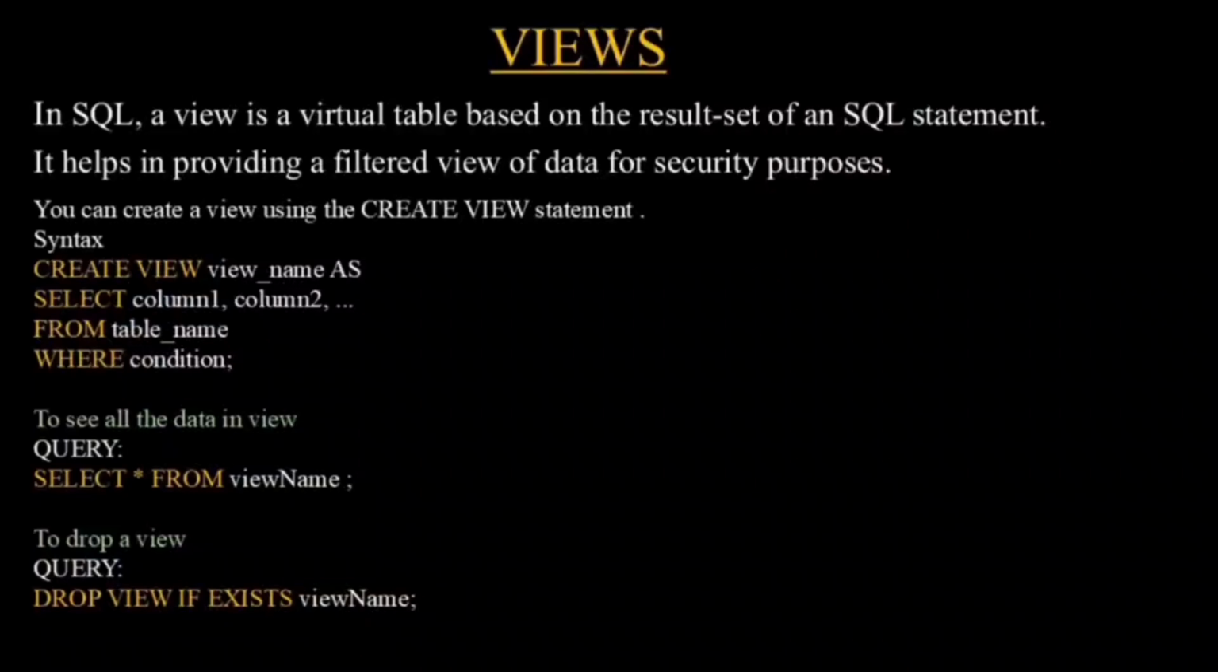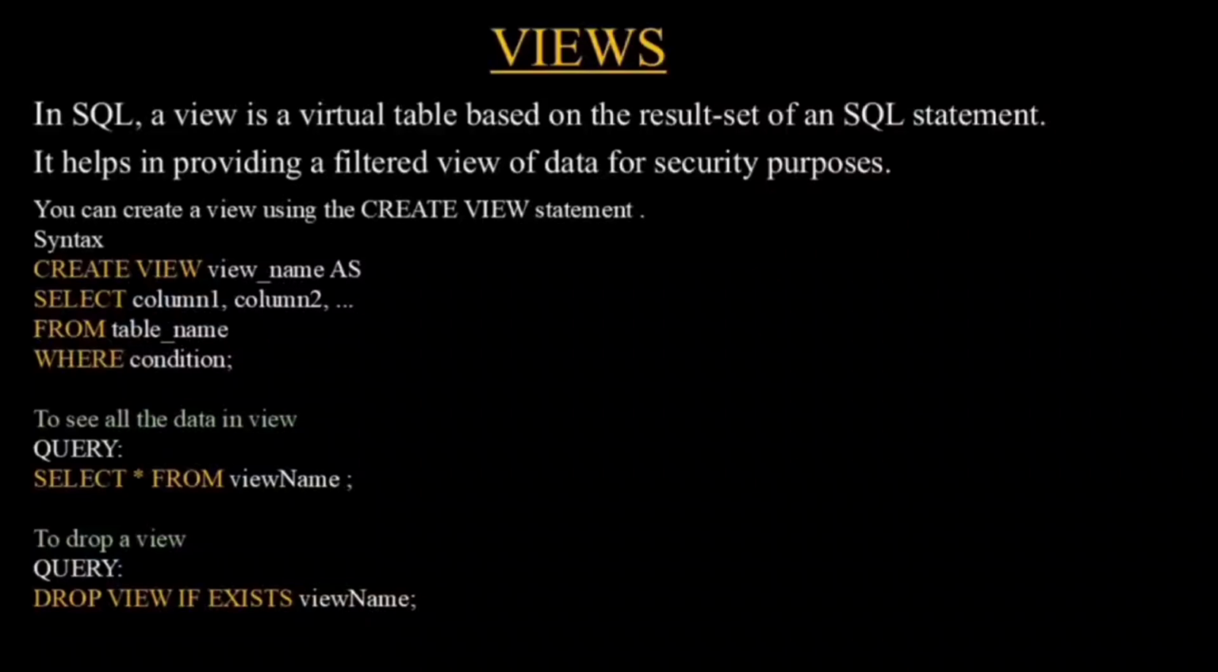CREATE VIEW view_name AS. This is where you define the name of your view. SELECT column1, column2. Here you select the columns you want to include in your view. FROM table_name, this part defines which tables your data is coming from. And coming to the WHERE condition, finally you add any conditions to filter the data.